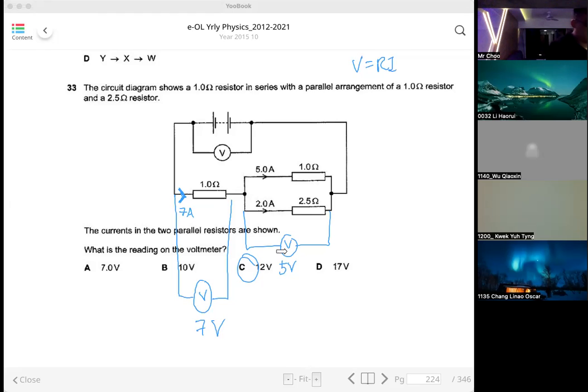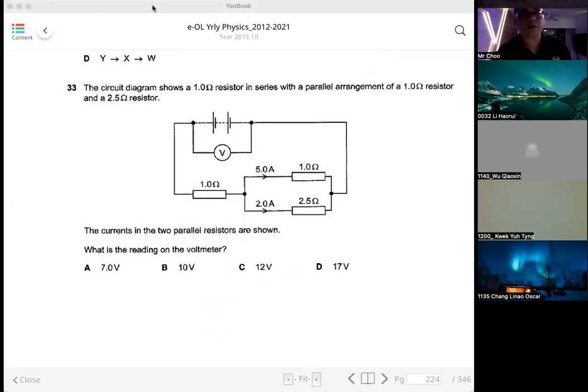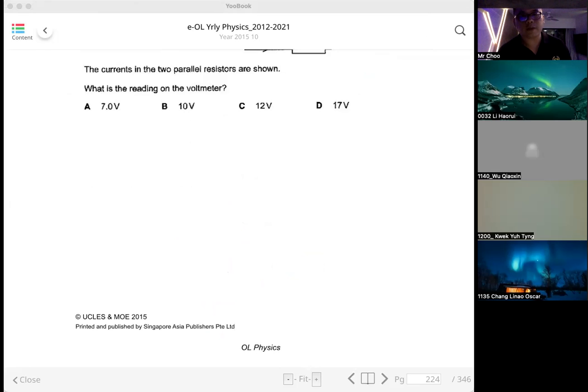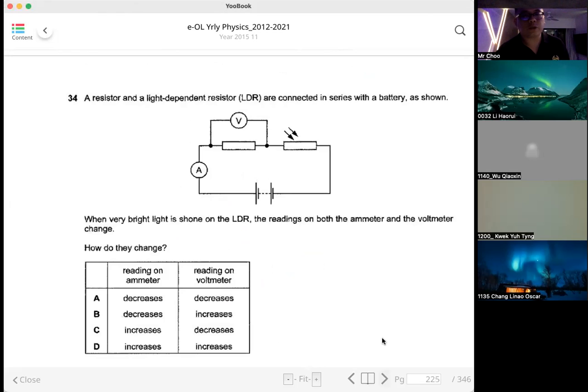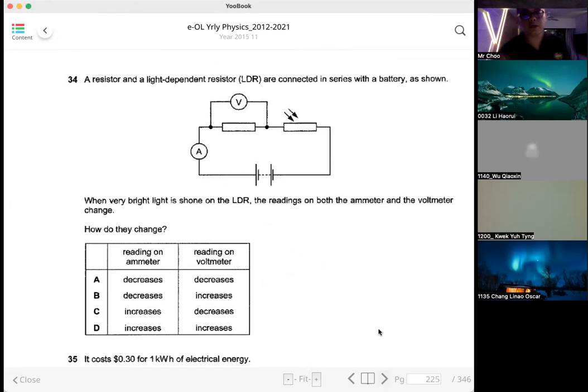Okay, let's do the next question. Earlier on, we did a thermistor. So now we're going to use the light dependent resistor. Let's do question number 34. A light dependent resistor, just like a thermistor, when there is more light, resistance will drop. So current will increase. Clear? So do question 34 now. You all may begin.